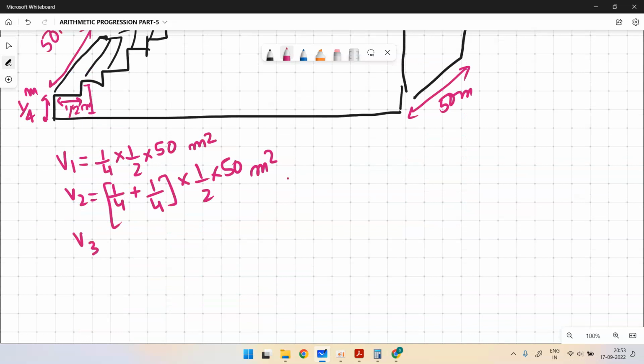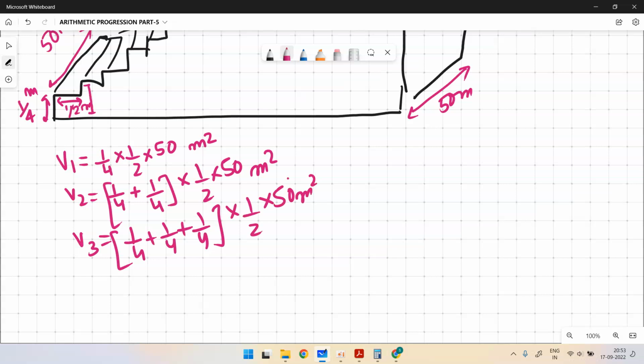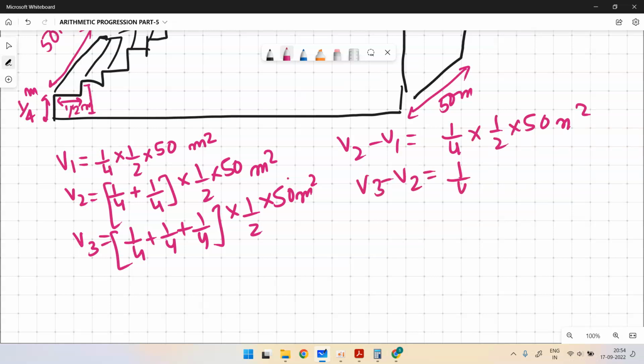And the volume of the third will be 1/4 plus 1/4 plus 1/4 into 1/2 into 50 meter square. Now if I do V2 minus V1, I am left with 1/4 into 1/2 into 50 meter square. Also V3 minus V2, you can see from this 1/4 plus 1/4 minus 1/4, which cancels, will be 1/2 into 50 meter square.